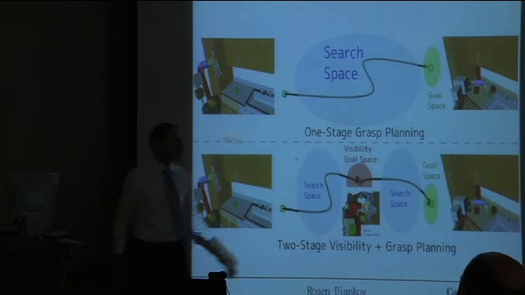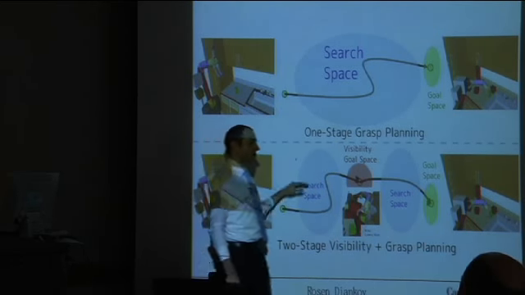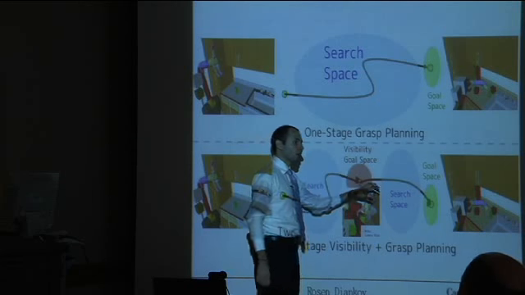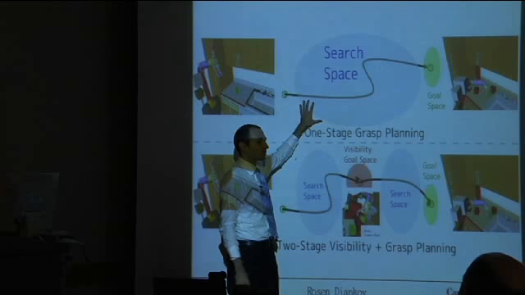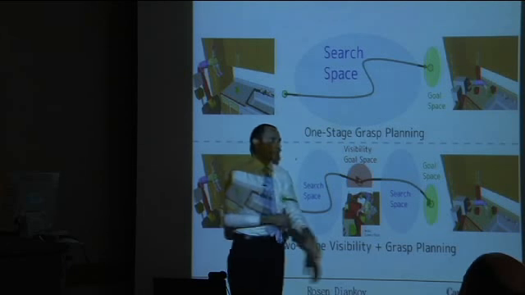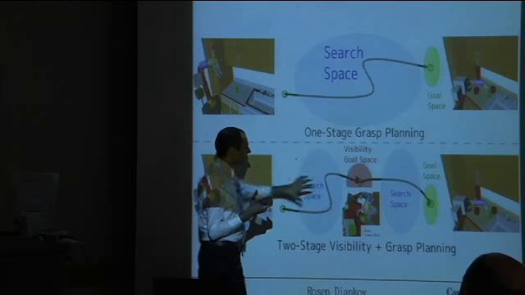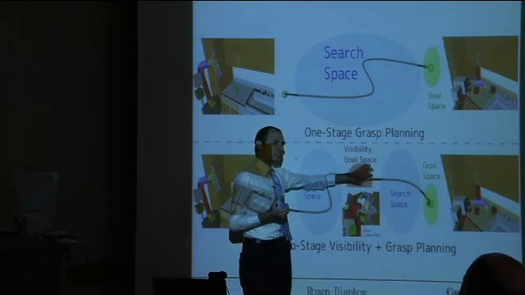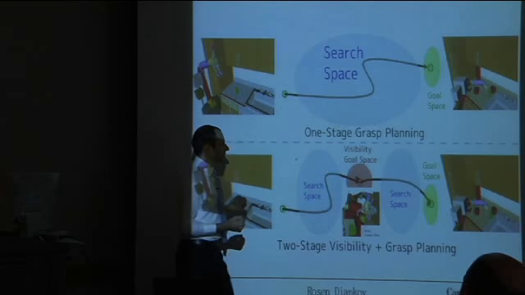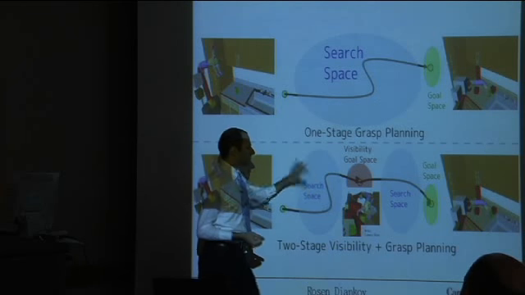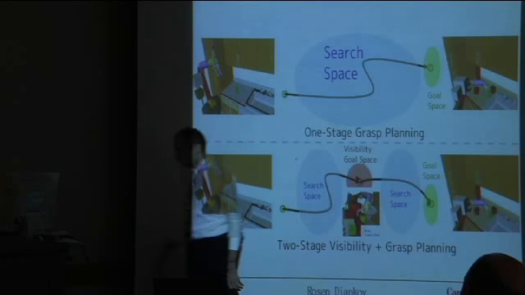And it turns out, surprisingly, that when you divide your execution process into these two steps, the planning computation time is roughly equivalent to the planning computation time of a one-stage grasp planning process. And the reason, the way we explain it, is that the visibility goals here act as a keyhole configuration, such that they divide the search space into two much more easily solvable chunks.